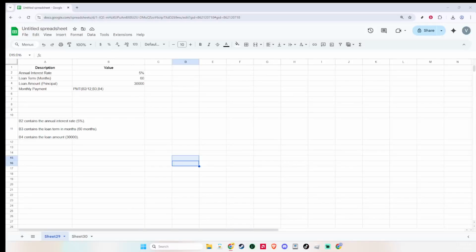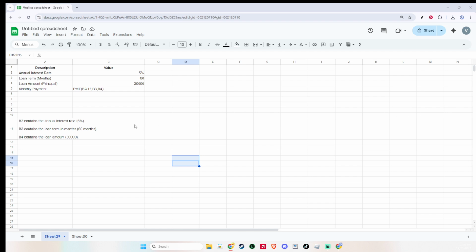In today's video, I'm going to teach you how to use the PMT function in Google Sheets to calculate loan payments. By the end, you'll know exactly how to turn a loan's interest rate, term, and principal into a clear monthly payment using a single formula.